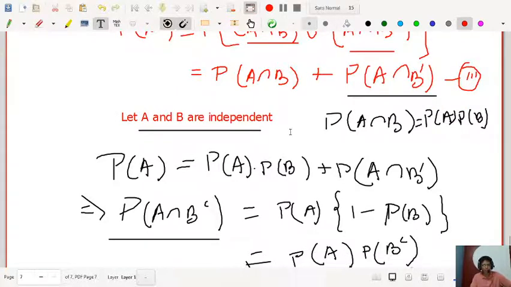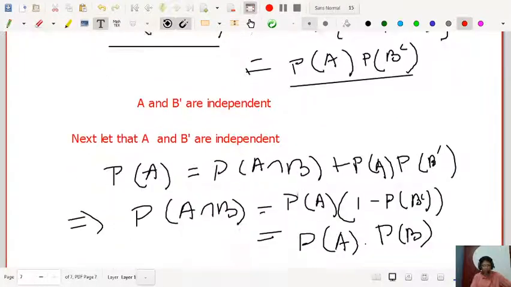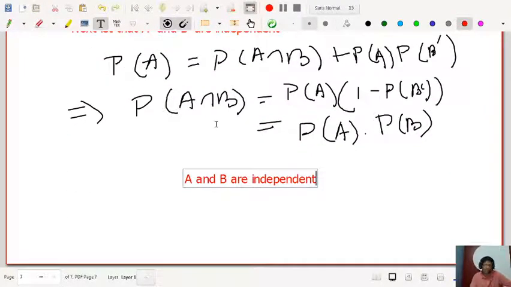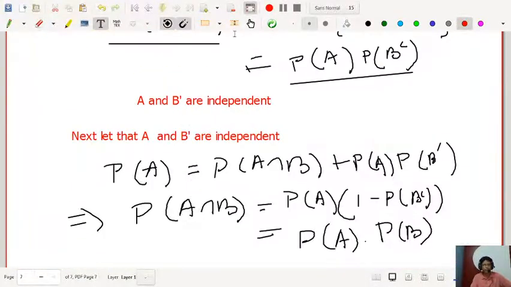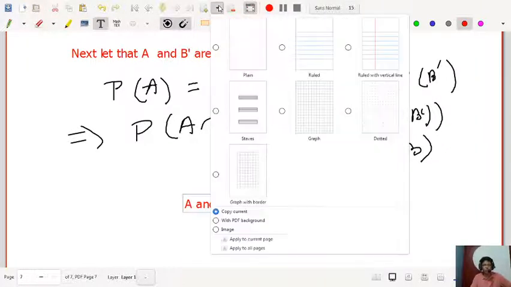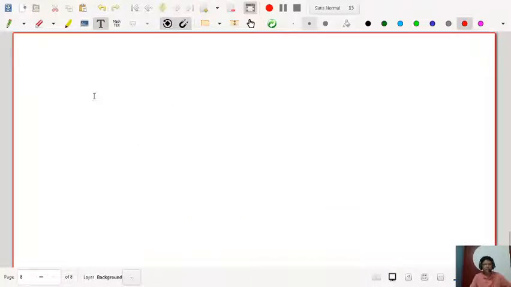Okay, so this is the if and only if condition. First you have assumed that A and B are independent. With that assumption you prove that A and B complement are independent. Next you assume that A and B dashed are independent. From that you have proved that A and B are independent. Also, in the last section I will show you one more thing.